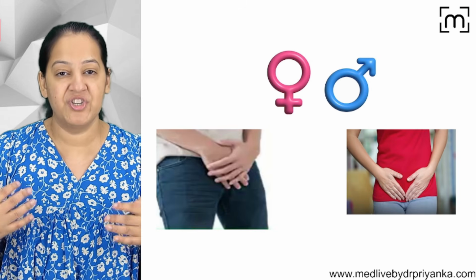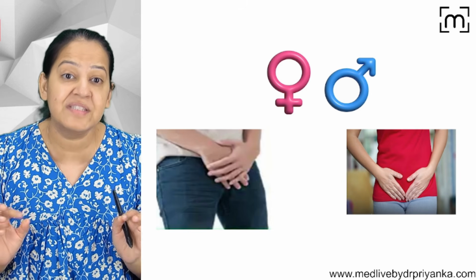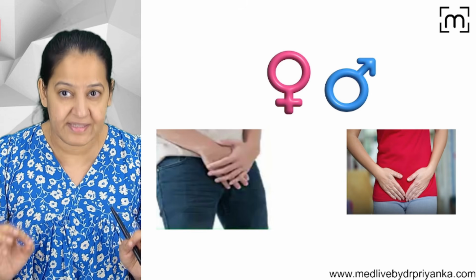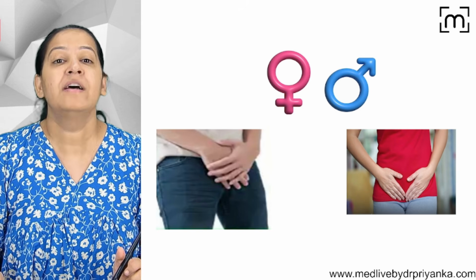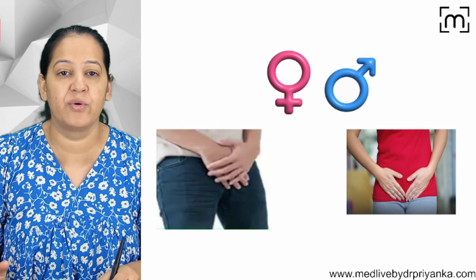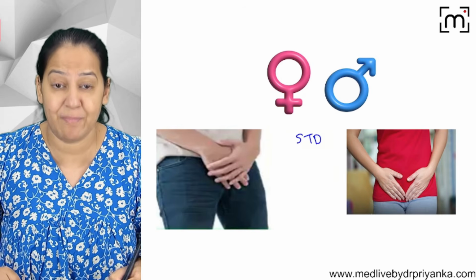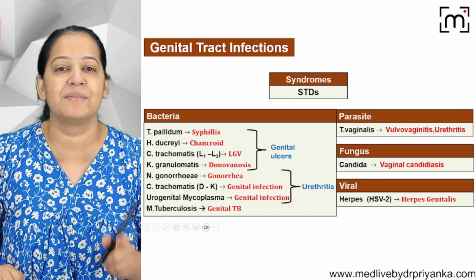So whenever any patient comes to you complaining of genital tract infection symptoms like genital ulcers, genital blisters, genital organ swelling, you must have a differential. And if you are suspecting it's infectious in origin, it's an STD, you should have a differential diagnosis of all these organisms in your mind.